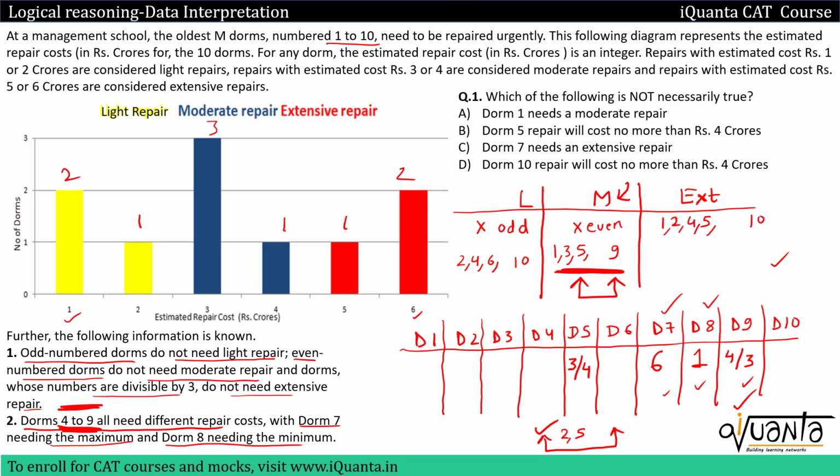And we can see that dorm 4 belongs to the category of extensive repair, but dorm 6 doesn't belong to the category of extensive repair. So which one will have repairing cost of 5 crores? It will be dorm 4. Dorm 6 will have a repairing cost of 2 crores. So we are done with this much. I hope this is understood. So now we are also clear with dorm 4 and dorm 6.